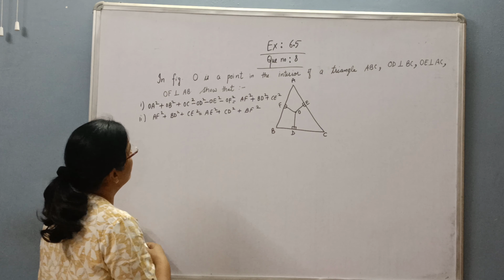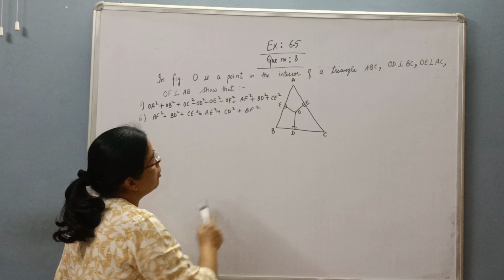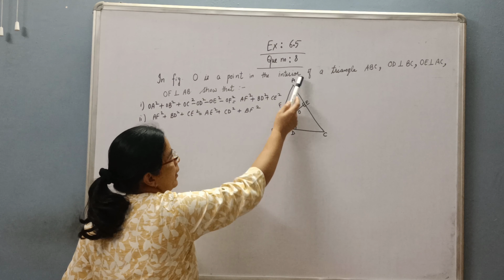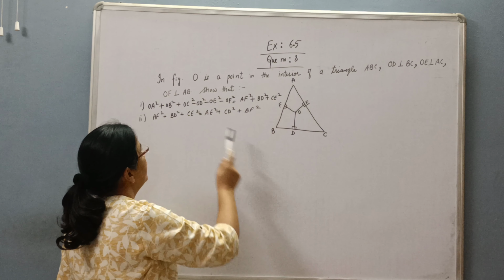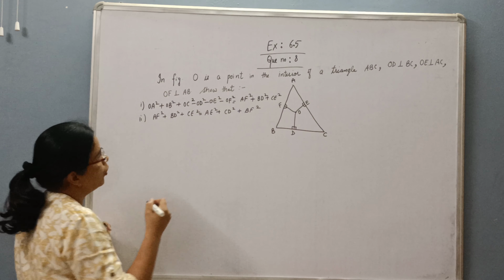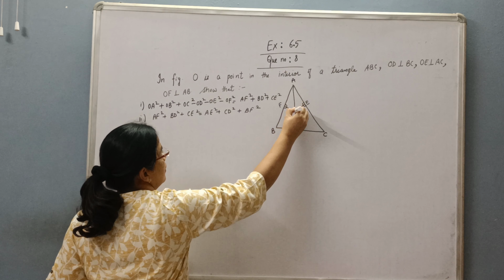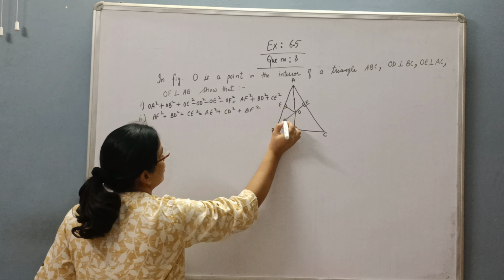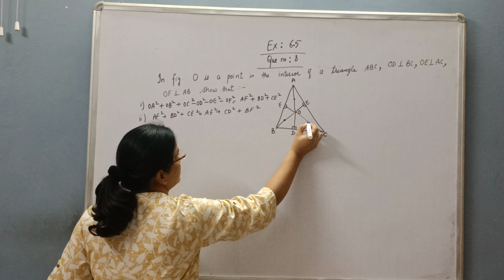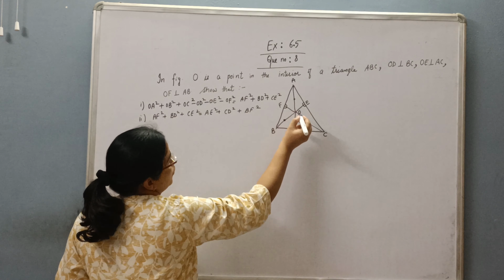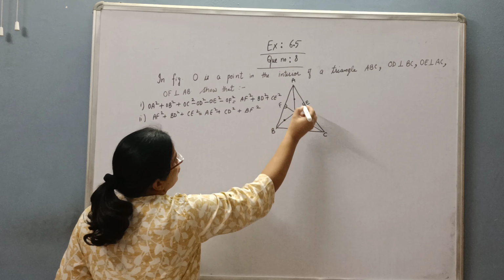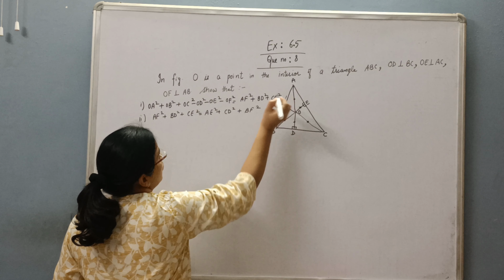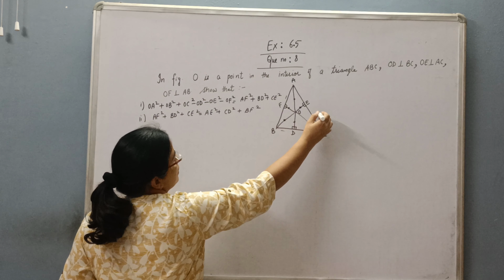And the question is, in figure, O is a point in the interior of triangle ABC. OD is perpendicular to BC, OE is perpendicular to AC and OF is perpendicular to AB. Show that OA square plus OB square plus OC square minus OD square minus OE square minus OF square is equal to AF square plus BD square plus CE square.